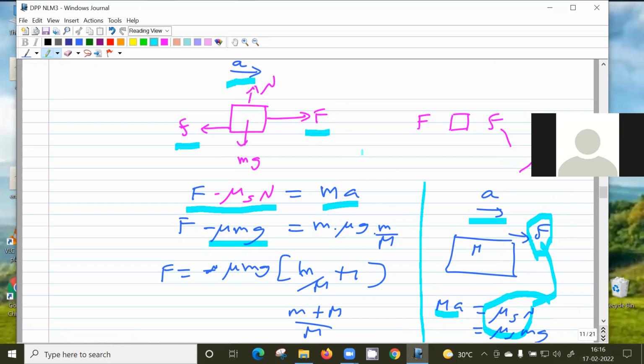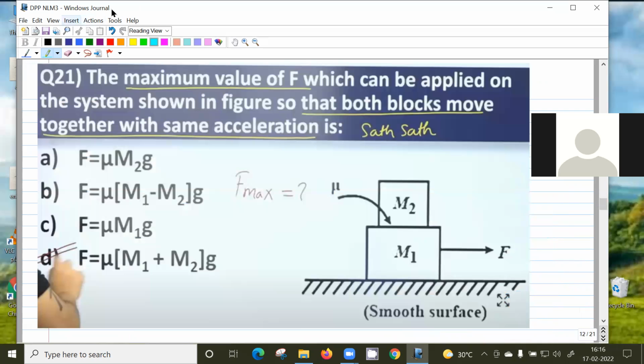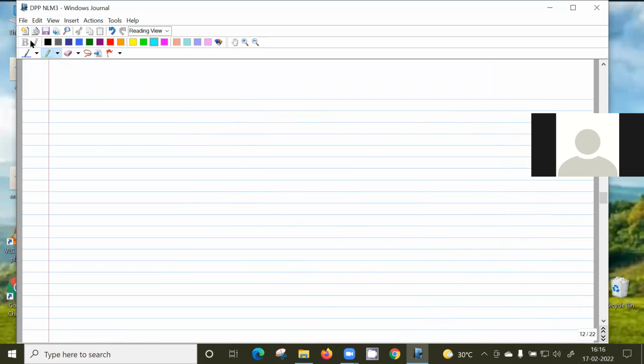Okay, got it. See, the thing is, let me introduce one more page. See, this is ground. I have one block here, second block here, third block here, fourth block here, and let the masses be M1, M2, M3, M4. The normal reaction here will be M1 into g. The normal reaction here will be how much? M1 plus M2 into g. So the normal reaction at this point does not depend on the mass below it.